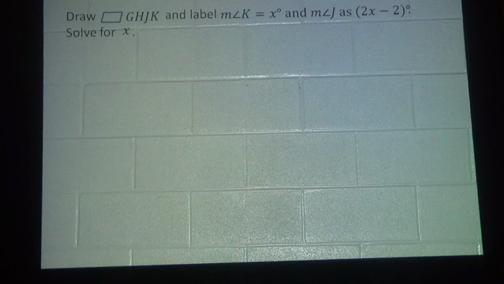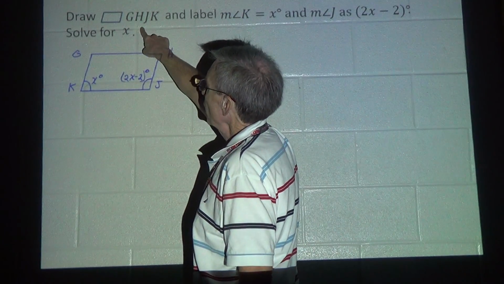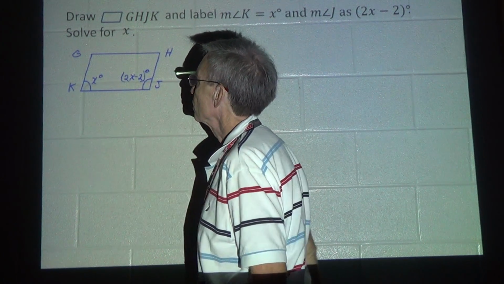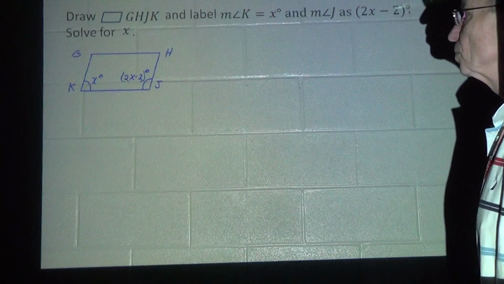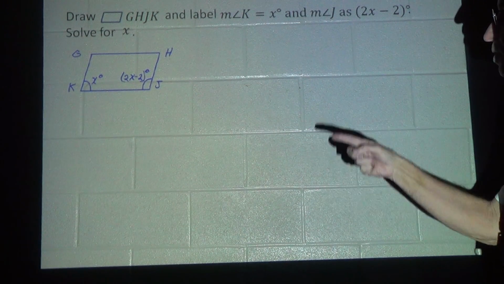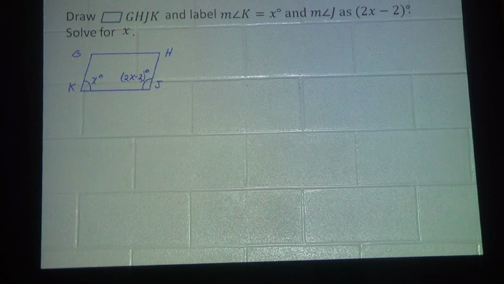Okay, example 9. They want us to draw parallelogram GHJK and label the measure of angle K as x and the measure of angle J as 2x minus 2, and then they want us to find x. So we draw our parallelogram and follow the naming convention, GHJK. We have to name it in the sequence that we're given, so don't just randomly put these out there. They go in a certain sequence. You can go either clockwise or counterclockwise, and you will get the same results.